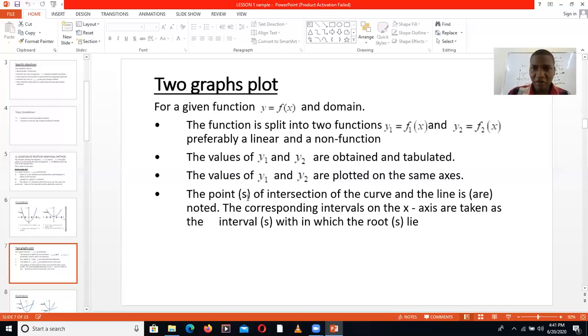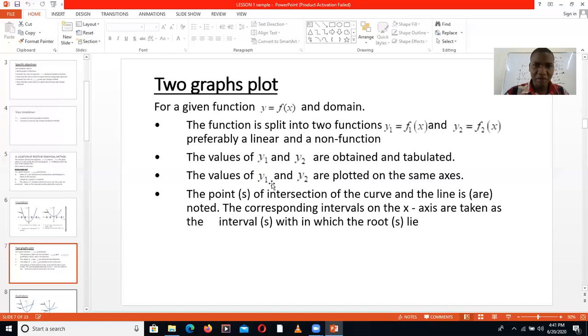So the values of y1 and y2 are obtained and tabulated. Then you plot y1 and y2 against x on the same axis. Then you note the point of intersection of the two lines. Notice that in the first case, we're interested in the point at which the curve crosses the x-axis. In this case, our interest is in the point where the two lines intersect.